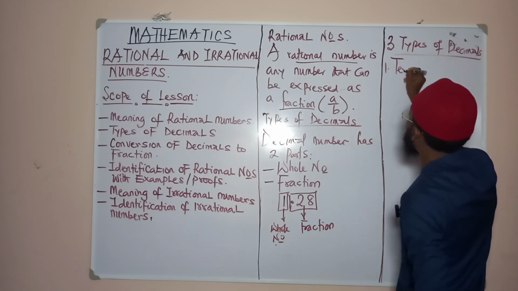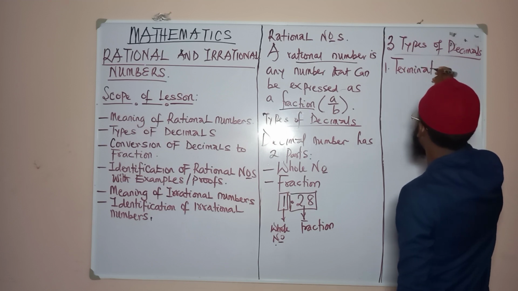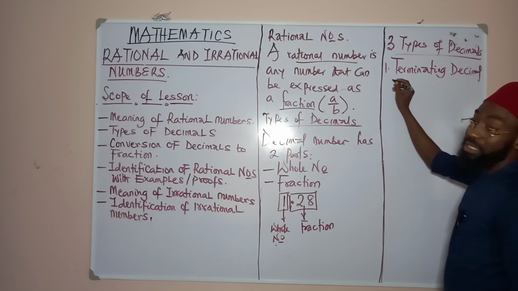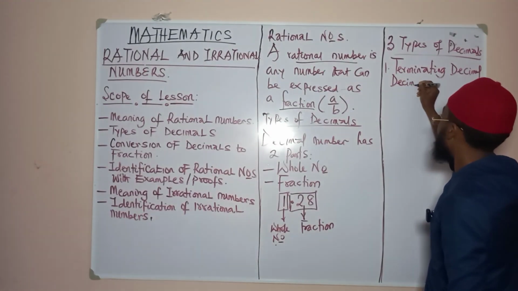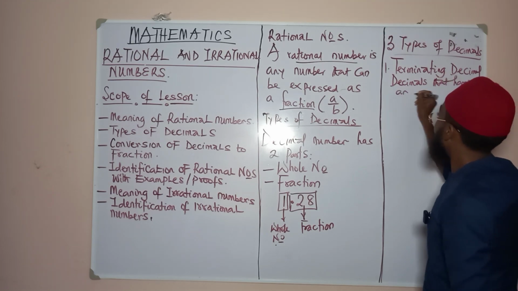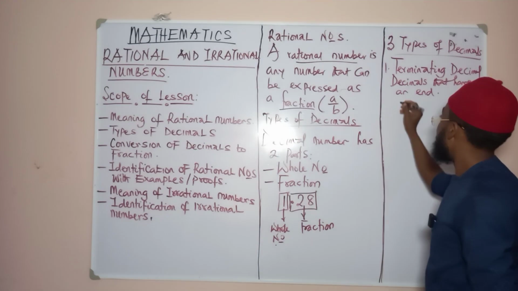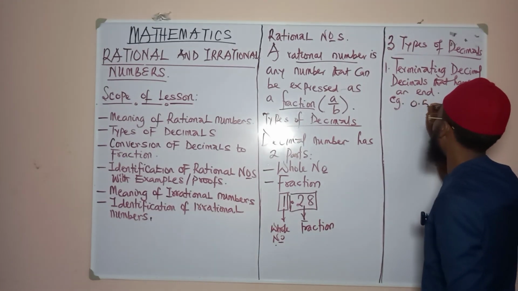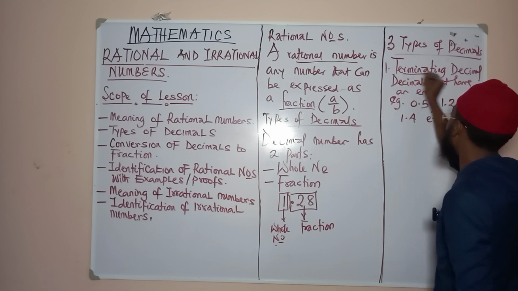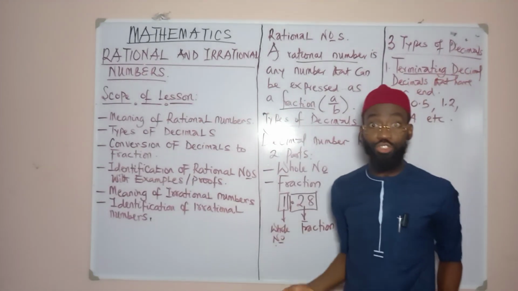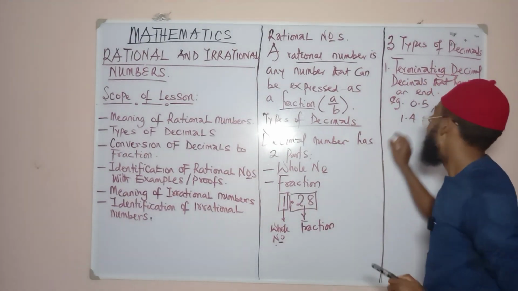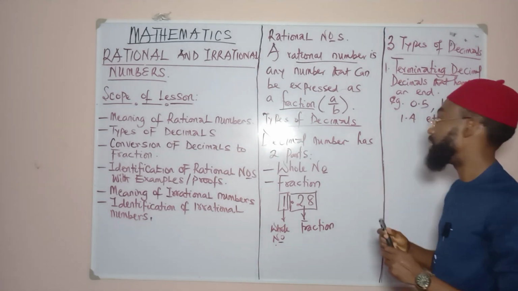The first one is called terminating decimal. Terminating decimals are decimals that have an end. They come to an end. For example, 0.5, 1.2, 1.4, etc. So whenever you make a conversion and you have a decimal that comes to an end, we call that decimal a terminating decimal.